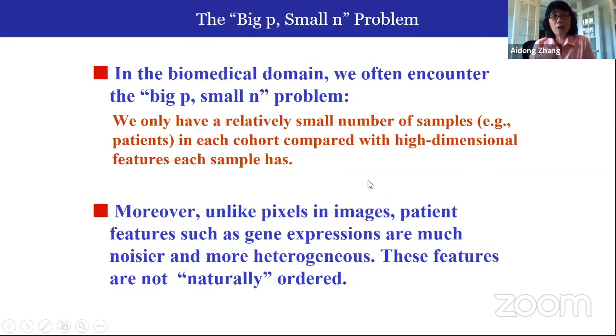But we are seeing the limitations of applying deep learning to bioinformatics because of the very well-known problem called the big P, small n problem, which means that although we have a lot of data, we only have a small number of samples in each cohort compared with the high dimensional features each sample has.